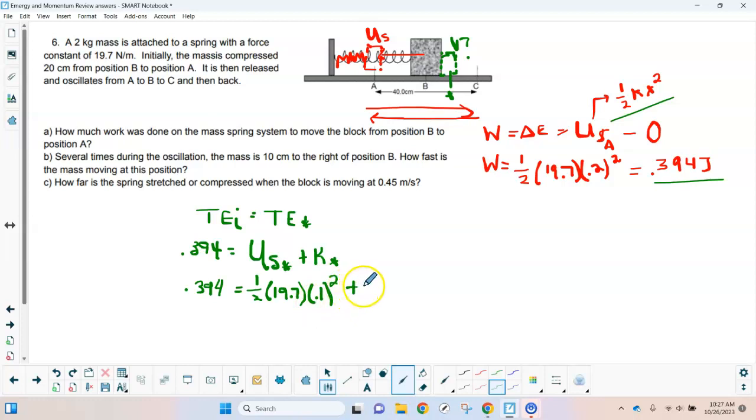And then we're looking for a velocity, so we got to use kinetic energy's equation. So that's 1/2 the mass of the block, which is 2, and then we got v squared. And we're looking for this velocity at this point. So that's it. So we're going to do that equation and do the math here. So when I did this, I got 0.394 still on the left.